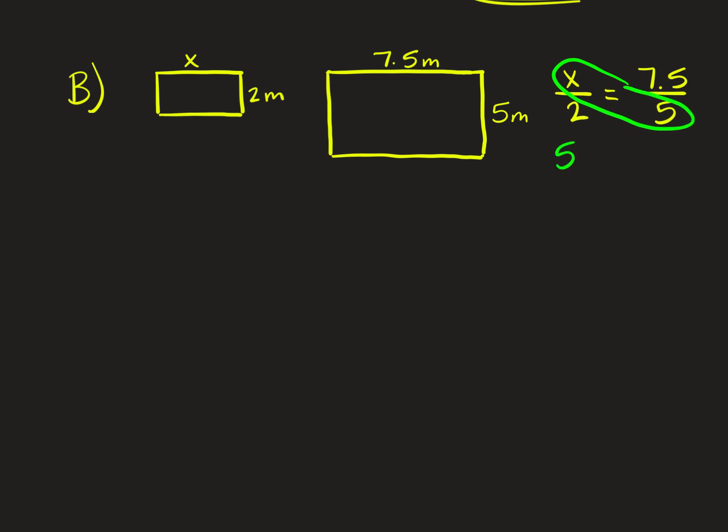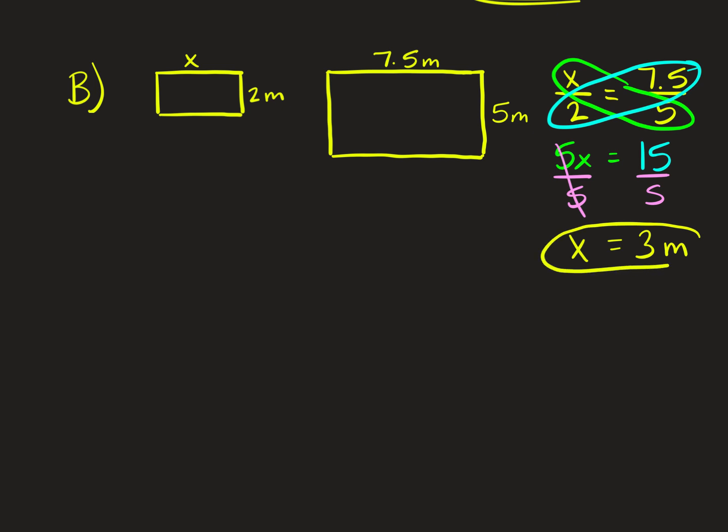X times 5 is 5x. 7.5 times 2 is 15. And then divide both sides by 5 to get x by itself. And we find that x is 3. But to answer this problem, since our units of measurement are included, we need to include the unit of measurement of meters, and so x is 3 meters.